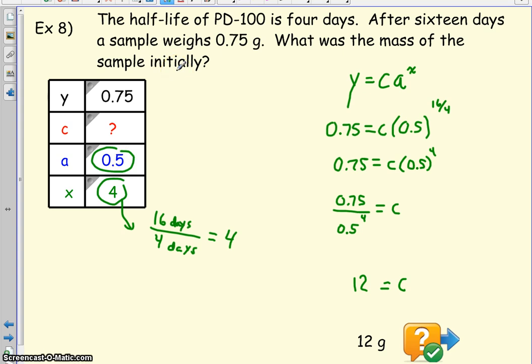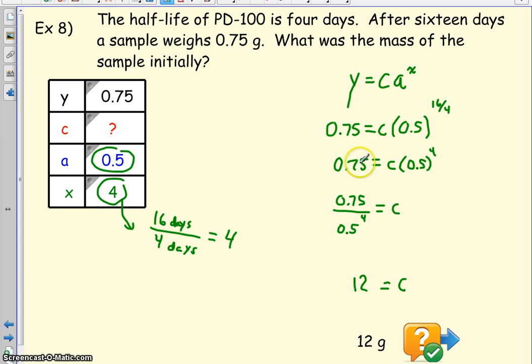So in 16 days, it's halving every 4 days. So how many times does 4 go into 16? It goes in 4 times. So if you think about it, we have 16 days, but in those 16 days, it's halving itself every 4 days. So you have 16 divided by 4, which winds up simplifying down to 4.